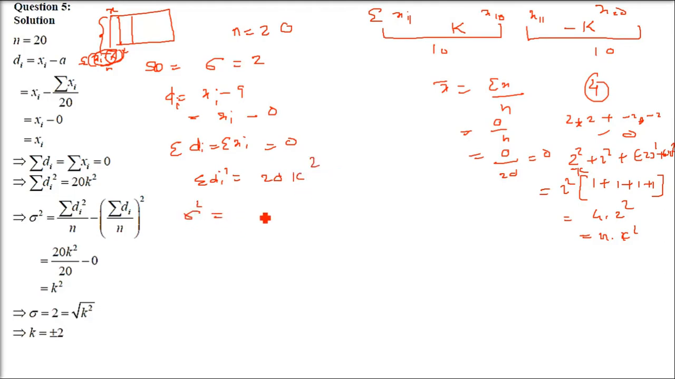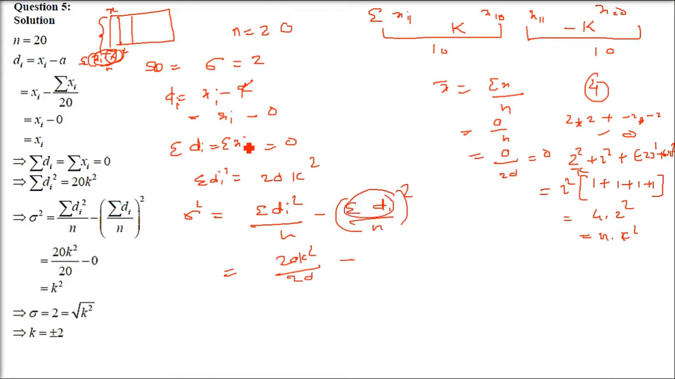So what was sigma square? If you remember, if you take my previous discussions, it is simply sigma di whole square by n minus sigma di whole square. This we have already seen. This is sigma square. Sigma square is variance. So now what is sigma di whole square? We just found it to be 20 k square. So put 20 k square and divide by 20 minus, what is this sigma di? As I told you, it is 0. So 0 by n is 0 only. So just remove this item. 20 k square by 20. 20 gets cancelled. It is only k square. So sigma square equals k square.